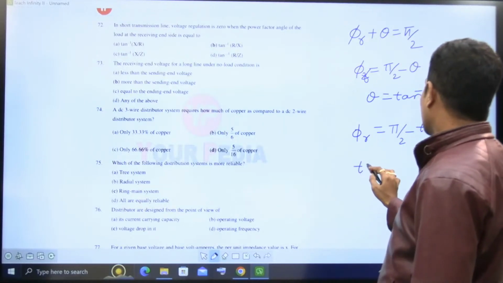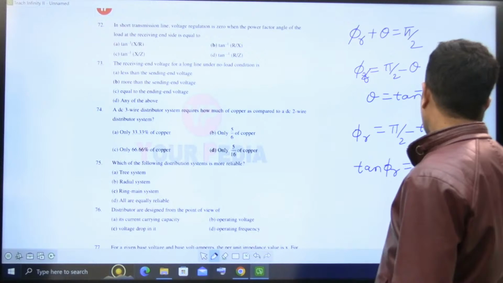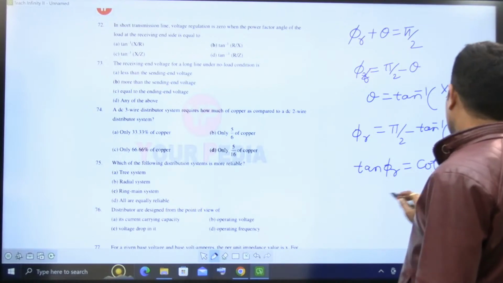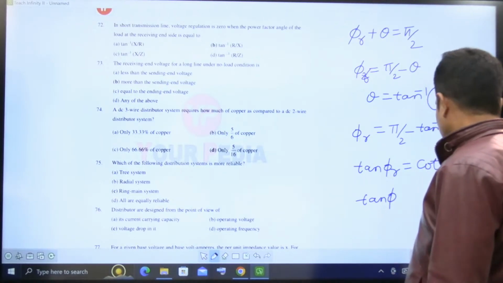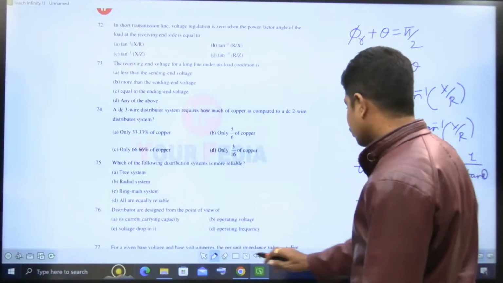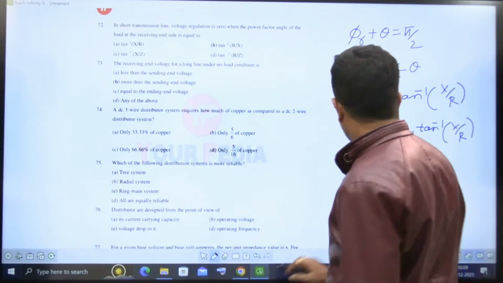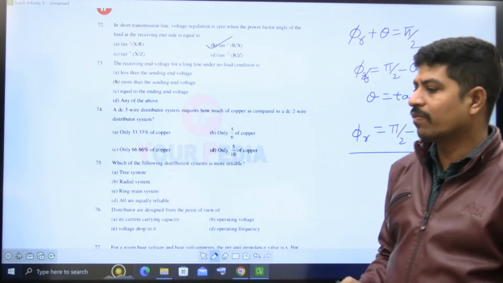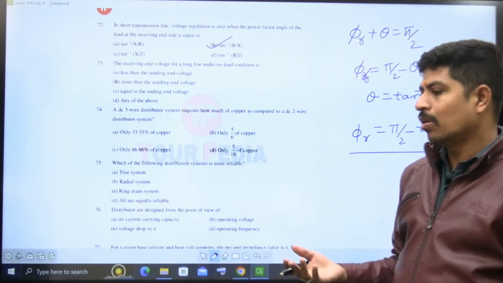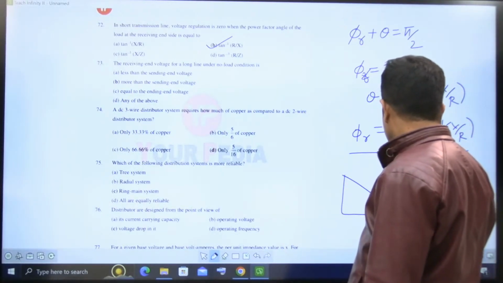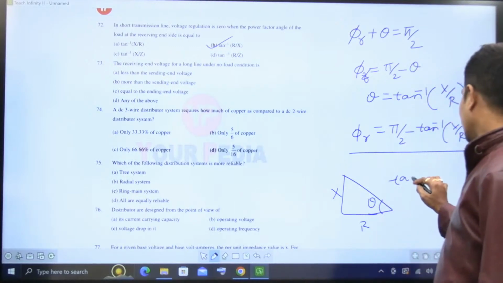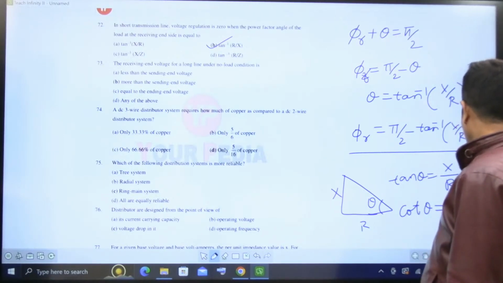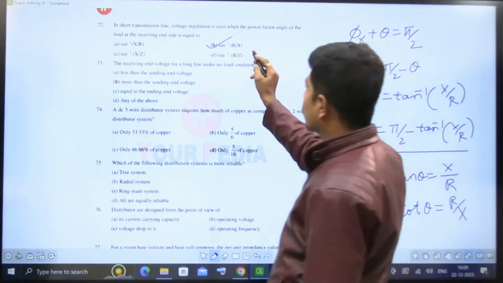Now if you apply tan on both sides, tan phi r is equal to cot theta. Cot theta is the reciprocal of tan theta, it is 1 by tan theta. From this relationship, apply tan on both sides and you are going to get tan inverse of r by x. See, if you take a right angle triangle, if this is theta, this is r, this is x, what is tan theta? Tan theta is opposite side by adjacent side. What is cot theta? Exactly, it's a reciprocal. Apply tan on both sides, you're going to get tan inverse of r by x.